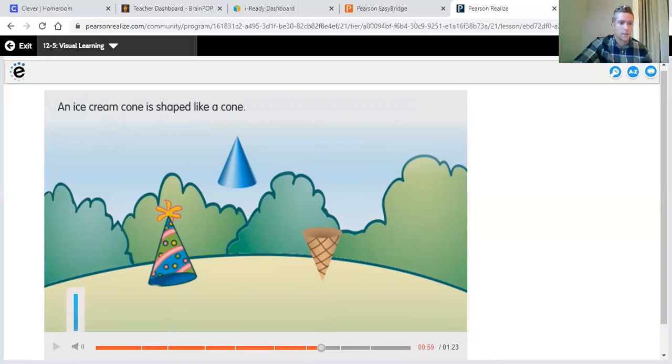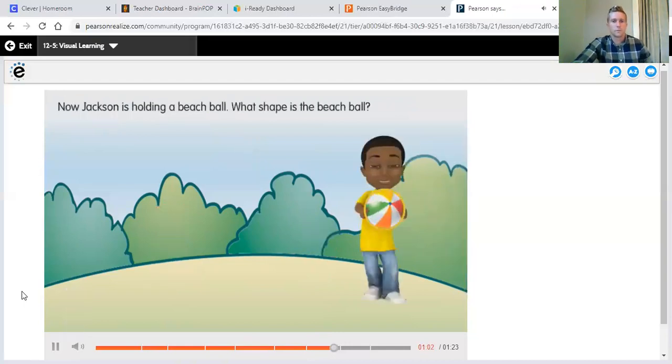All right, let's see. Now Jackson is holding a beach ball. What shape is the beach ball? So again, it's not a circle. We're not talking about a circle here. We're not talking about 2D. We're talking about 3D, this solid shape. What is the shape of this beach ball? Oh, I hope you know this one. Let's see.